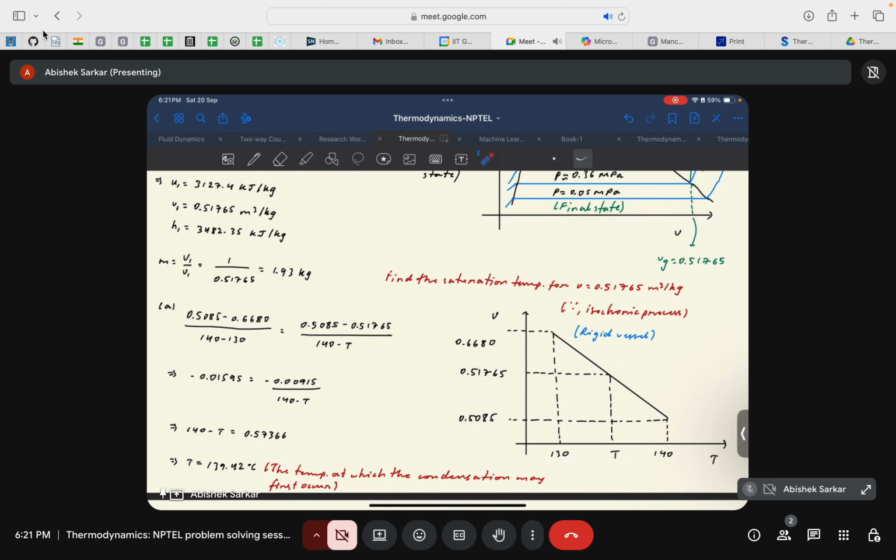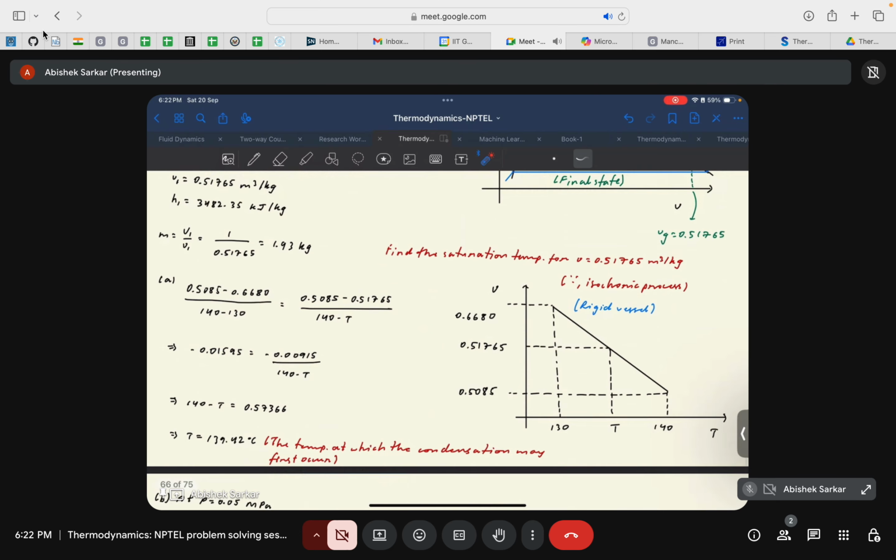And even if you're in quite a hurry and need to solve it fast, you will understand that the value is quite close to 0.5085 rather than 0.6680. So a temperature around 140 would be a much better approximation. But still, since we have ample time for this session, let us try to do the interpolation.